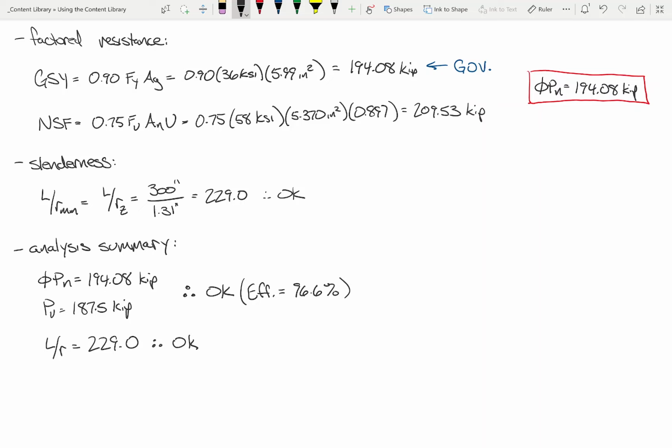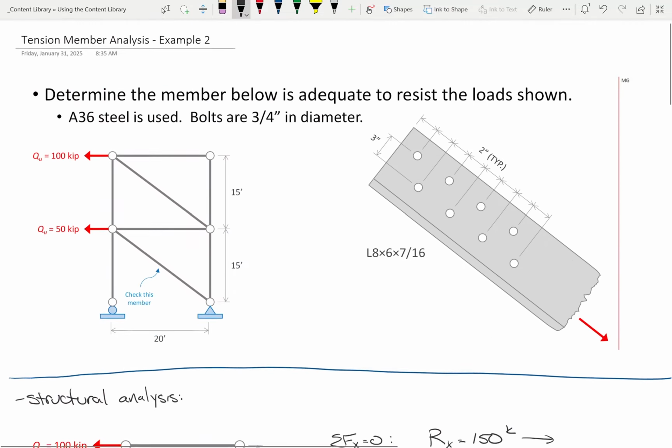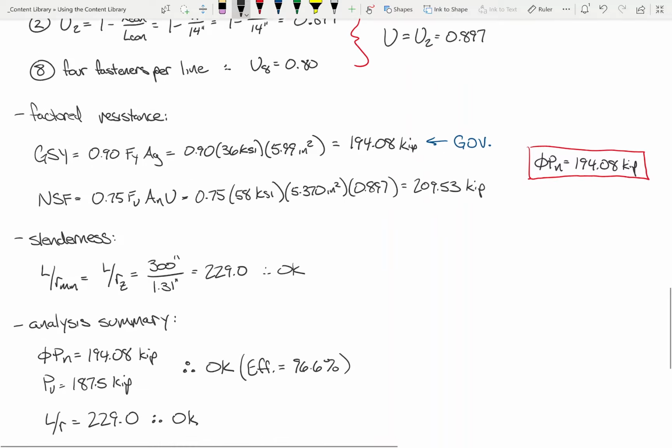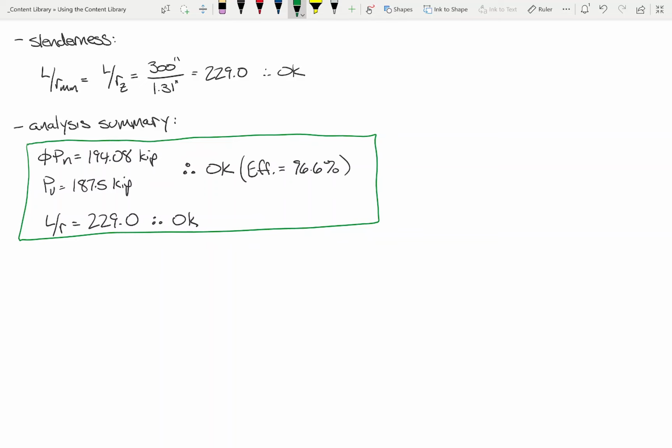So I really do like having this at the end of your calculations because, let's take a look at this. Let's just zoom out. Look at all this stuff we did together. We did all this, but really, this little green box, that's the money. That's what matters, right? The fact that our factored resistance is greater than or equal to our factored loads, and the fact that the slenderness is less than 300. That is really all we need to say about this member.